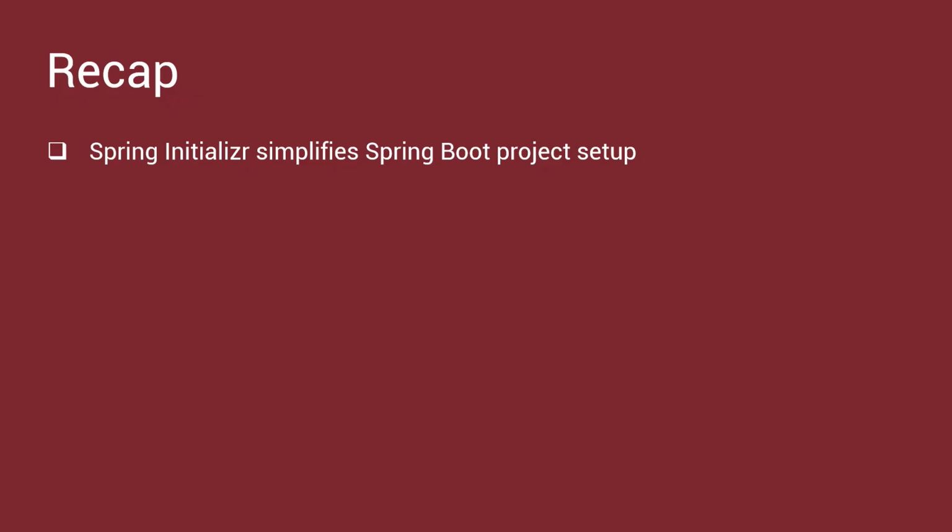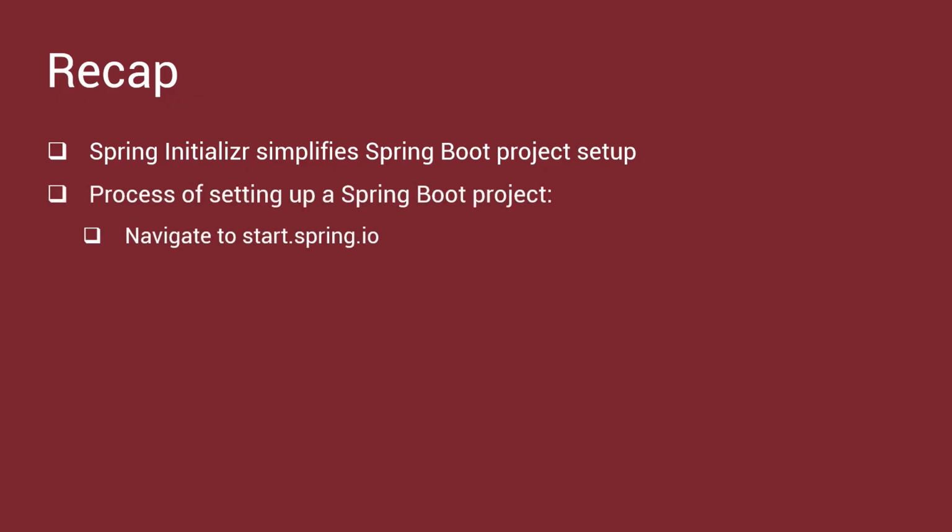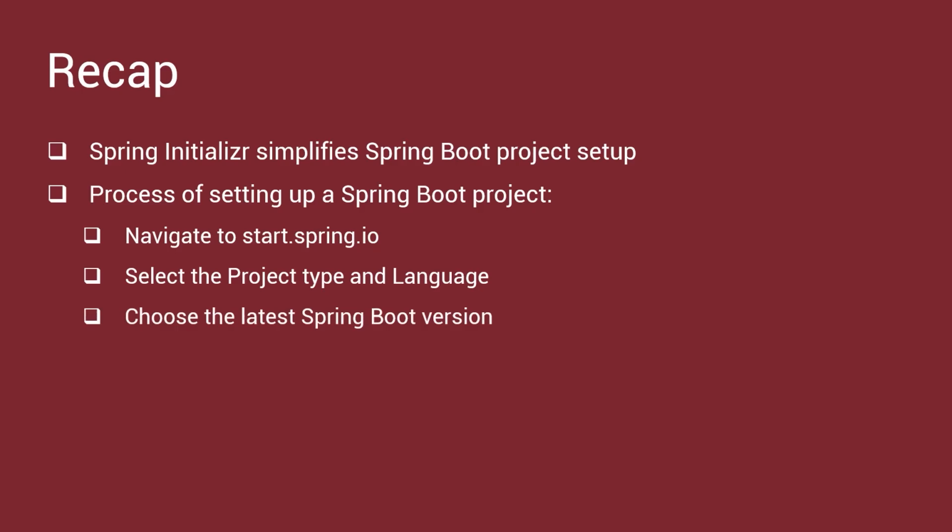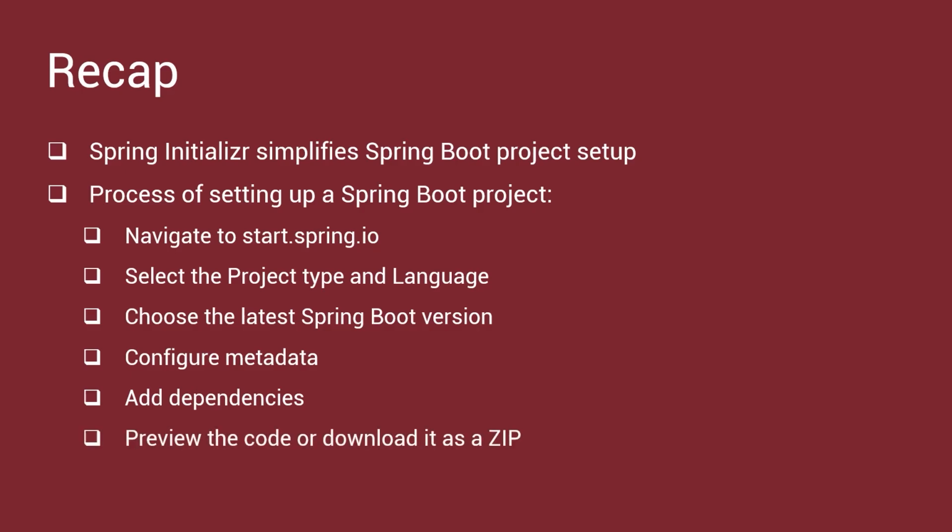In this video, you learned that Spring Initializr simplifies Spring Boot project setup. The process involves navigating to start.spring.io, selecting the project type and language, choosing the latest Spring Boot version, configuring metadata, and adding dependencies. Once configured, the code can be previewed or downloaded as a zip file. Finally, the project can be opened in an IDE.